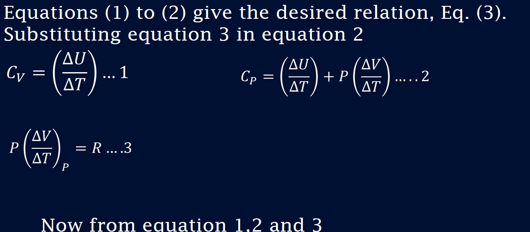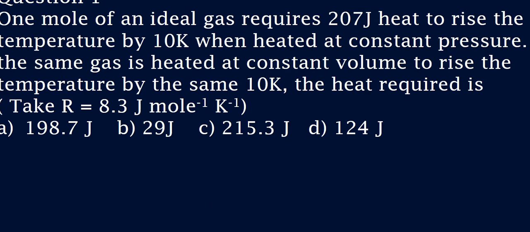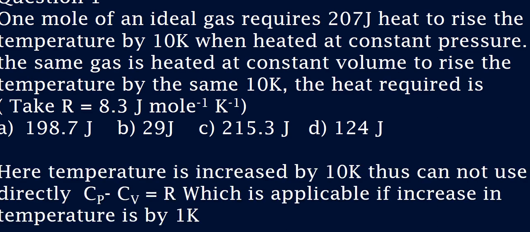Question 1. 1 mole of an ideal gas requires 207 joule heat to raise the temperature by 10 K when heated at constant pressure. If the same gas is heated at constant volume to raise the temperature by the same 10 K, the heat required is. Here, temperature is increased by 10 K, thus we cannot use Cp minus Cv is equal to R immediately, as it is applicable if the increase in temperature is by 1 K.